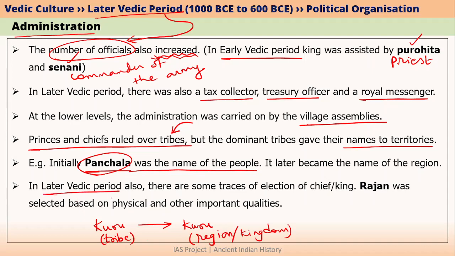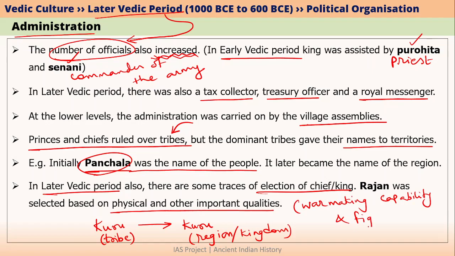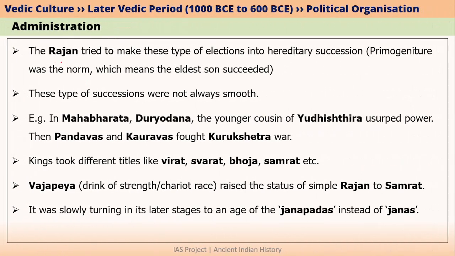Moreover, in the later Vedic period, we also have very few examples of election of king or the chief. And this election was mainly based on the physical and other important qualities like war making capability and fighting capability. So basically we can say that in later Vedic period, in the case of elections, basically heroes were being selected as the kings or the Rajan. After such election of Rajan, in most of the cases, Rajan tried to make this post hereditary, which means that if initially there was a king, then his son would become a king.